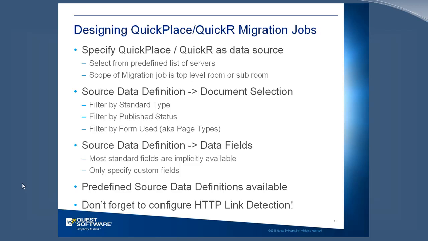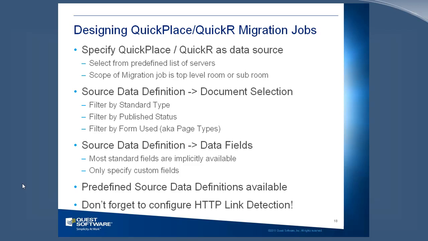When you're defining the data definition, the two main parts that are different are the document selection area, where you can filter by QuickPlace page type. So QuickPlace has some basic types like pages and discussion items and tasks and calendar items and so on. So you can filter by those. You can also filter by any custom form that's used. QuickPlace also has a concept of published and unpublished documents. So you can say you want just the published documents or just the unpublished documents or both.